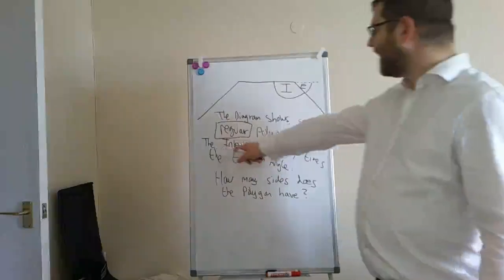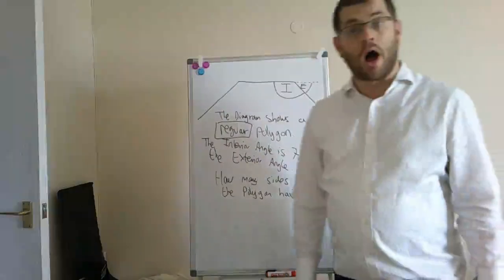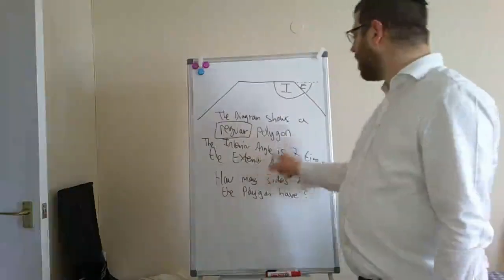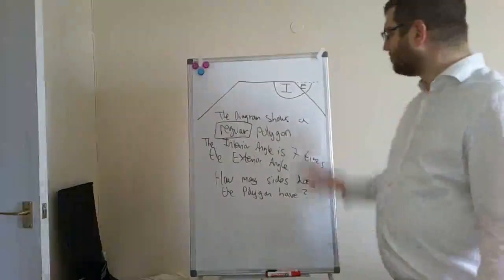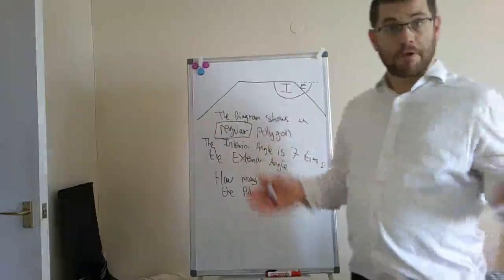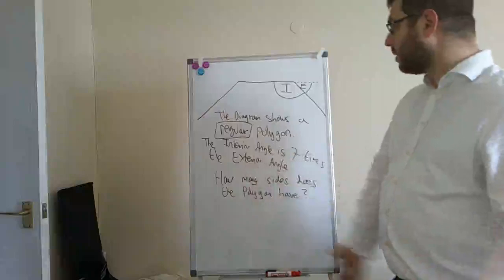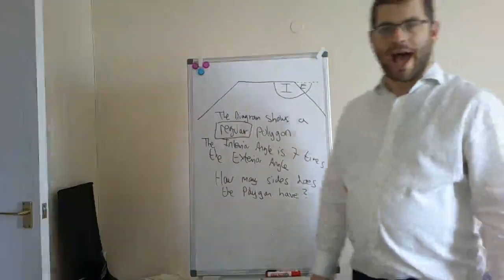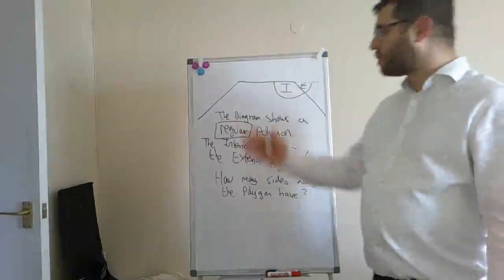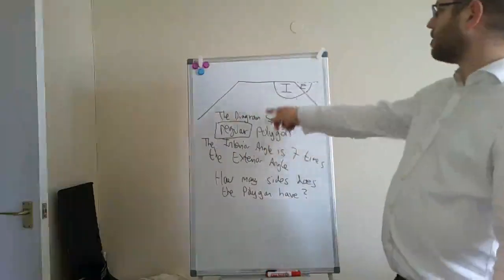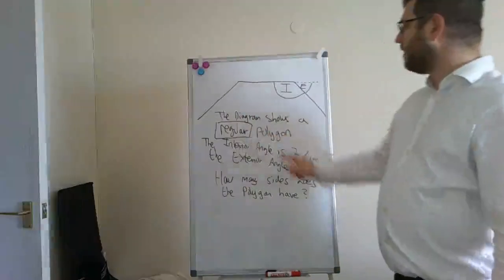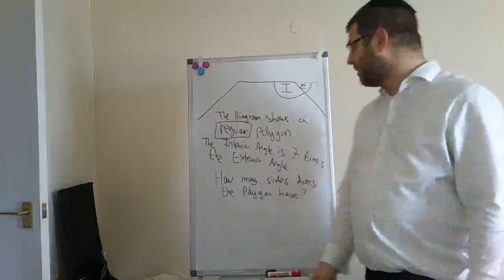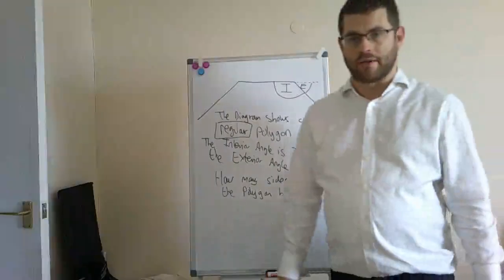It says the interior angle, which they've labelled I, is 7 times the exterior angle. Okay, that's it. No values, nothing. That's all they're telling you. How many sides does the polygon have? So can you get that down? I'll just read it out once more. The diagram shows a regular polygon. The interior angle is 7 times the exterior angle. How many sides does the polygon have?